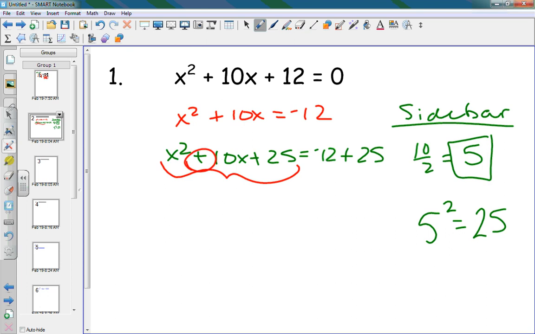Again, we take that sign with this box, and that's going to give me the x plus the 5 quantity squared is equal to, what's negative 12 plus 25? 13.